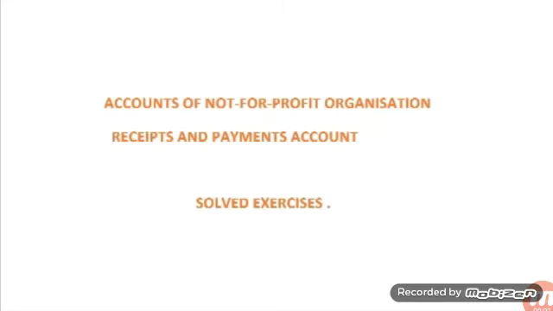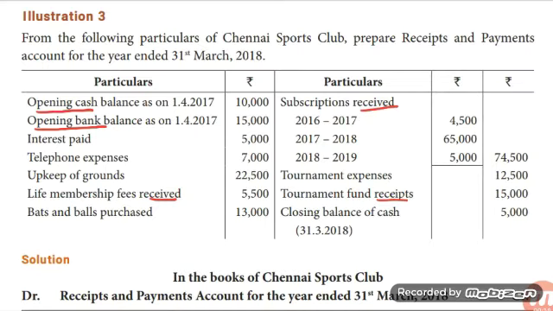Dear children, today we are going to solve some problems in receipts and payments account. Question: from the following particulars of Chennai Sports Club, prepare receipts and payments account for the year ended 31st March 2018.